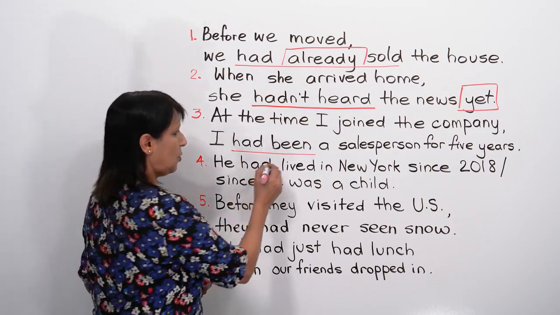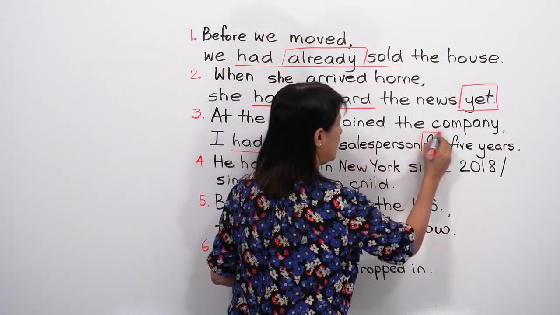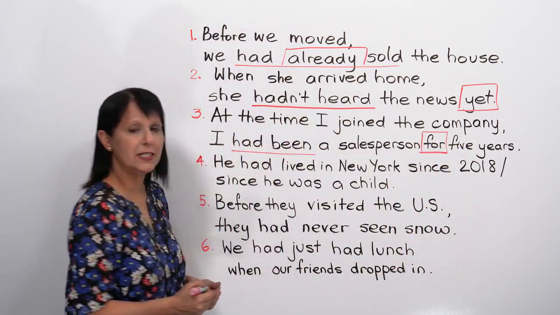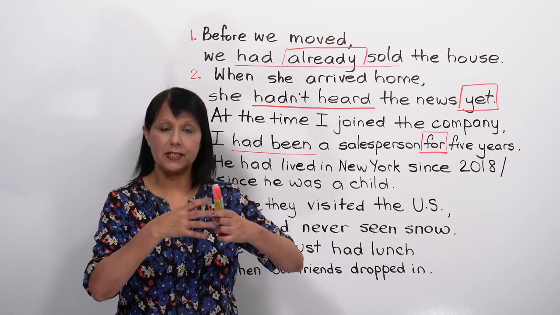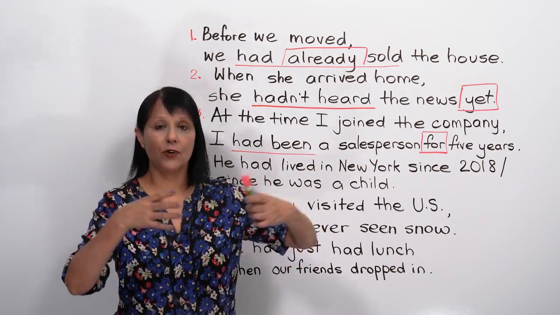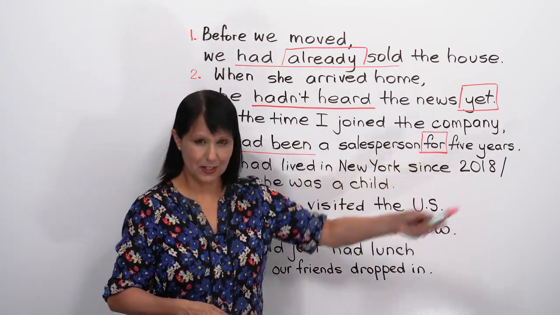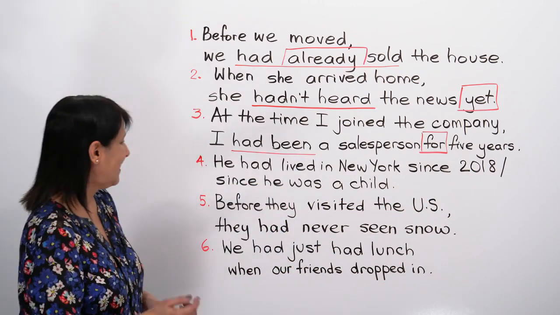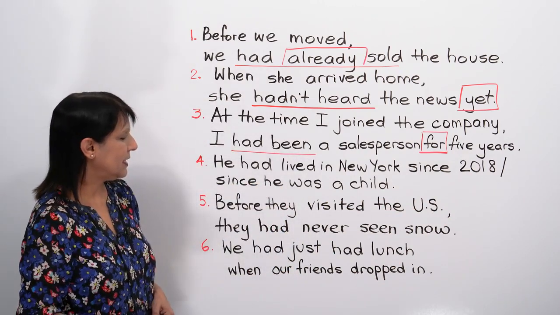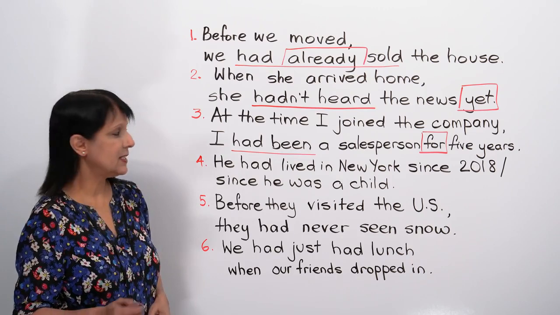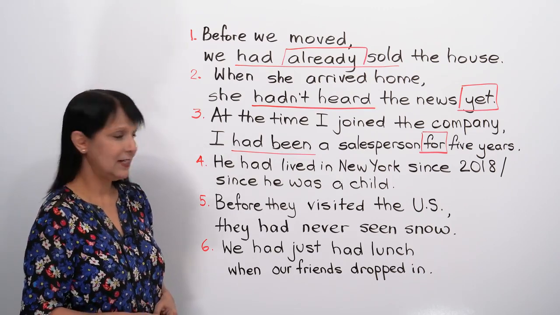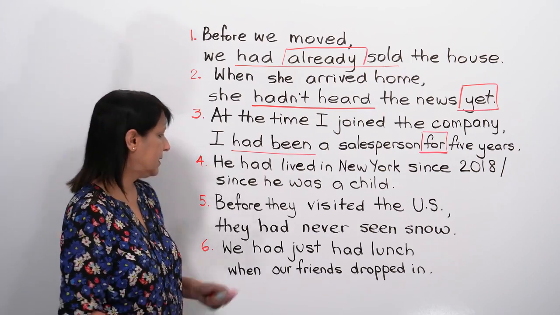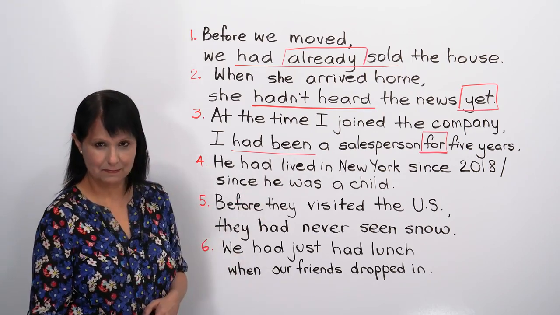All right? So, the word that is used frequently with this is the word for. For always tells us the period of time. For how long? For 5 years. All right? Another one. He had lived in New York since 2018, or we could say he had lived in New York since he was a child.